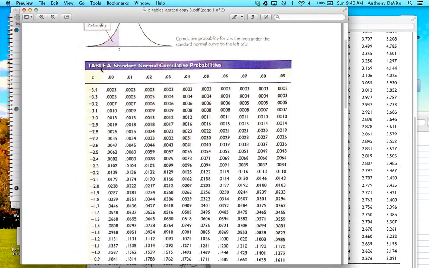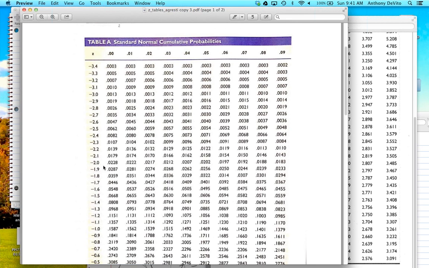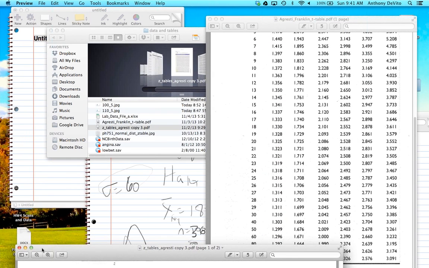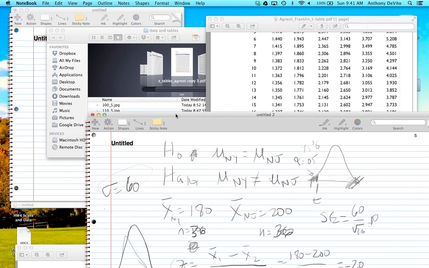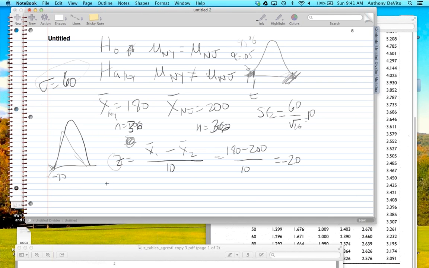Okay, so the area of that curve for a z-score of 2.0 is going to be roughly 0.023. So I'm going to move this out of the way. The probability associated with that z-score is 0.023. That's my p-value. Well, I said my alpha is 0.05. That's the amount of error that I'm willing to accept.